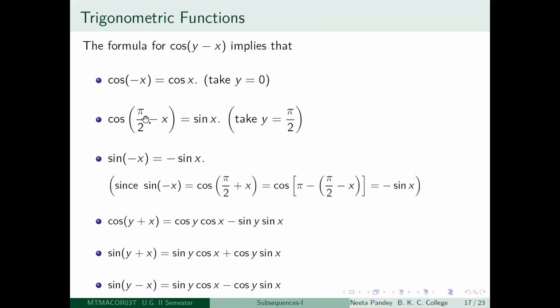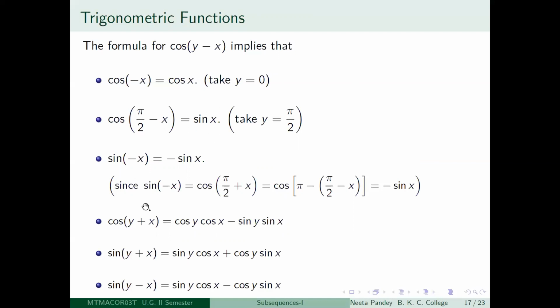Similarly, if you put y equal to pi by 2, then cos of pi by 2 minus x is going to be sin x. Again, sine of minus x is going to be equal to minus sin x. I'm not going into the detail of this. Okay, cos pi by 2 cos x will become 0 because cos pi by 2 is 0, plus sin pi by 2 sin x. Sin pi by 2 is 1, so this is sin x.